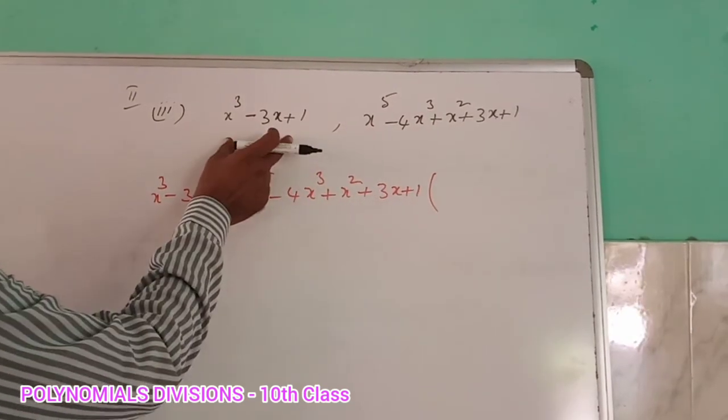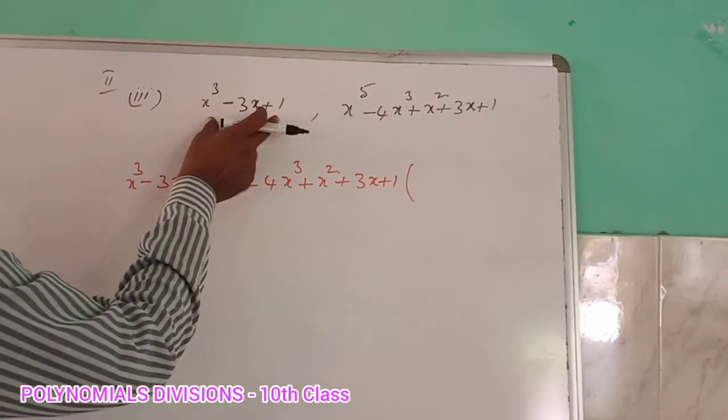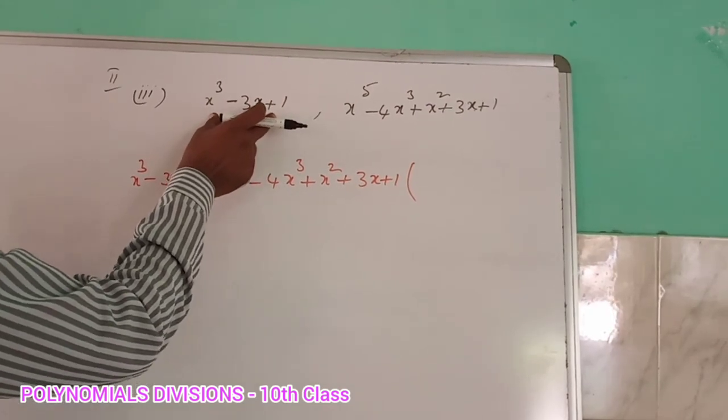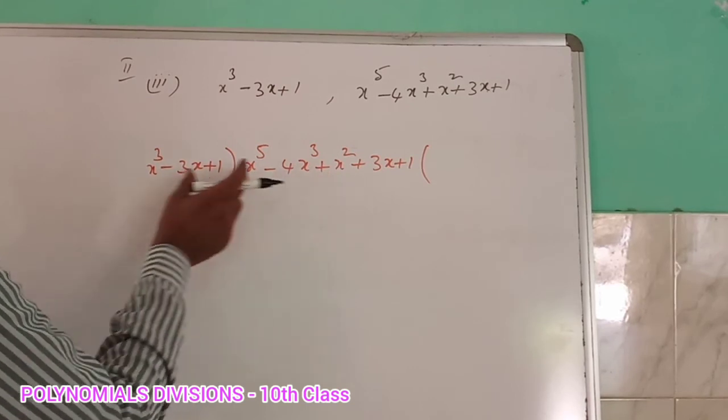The second polynomial is divided by the first polynomial. This is the first polynomial, this is the second polynomial. Is it a factor of that? So here, this is the dividend and this is the divisor.